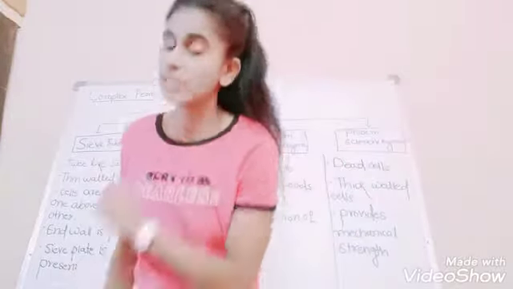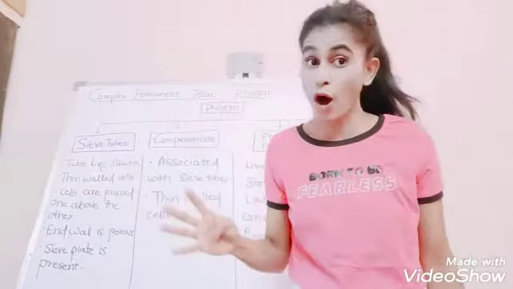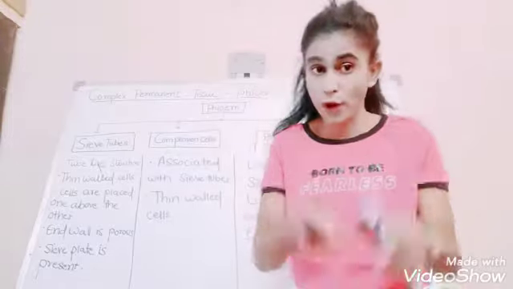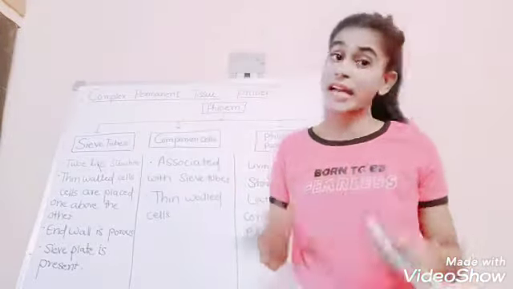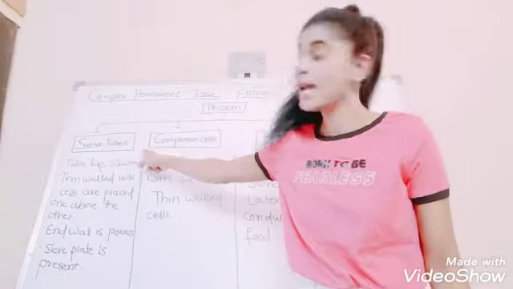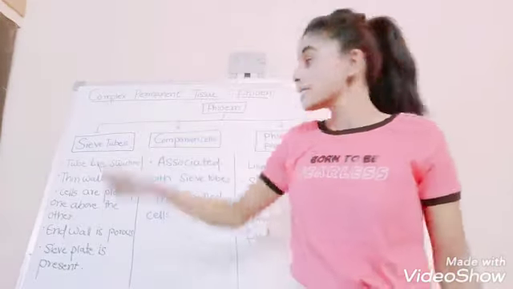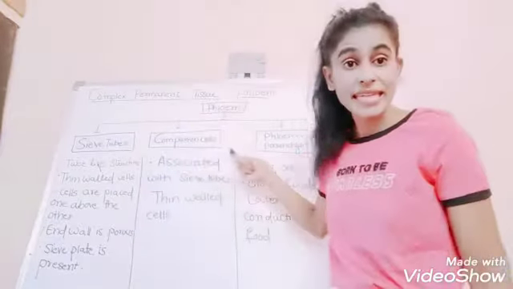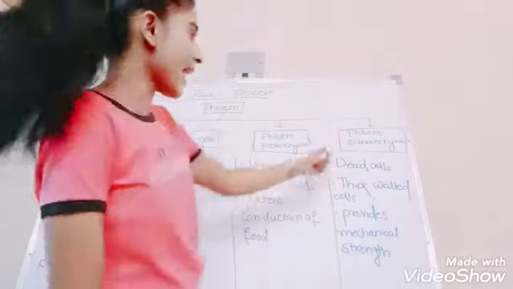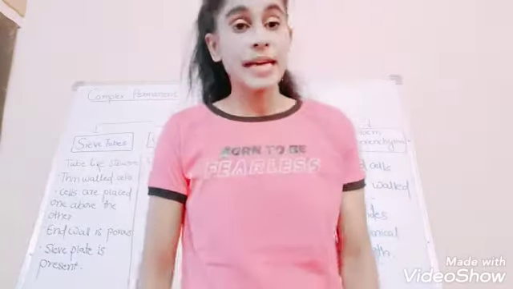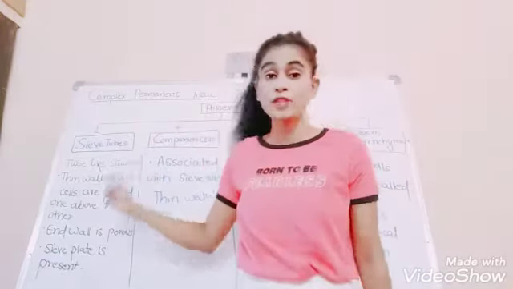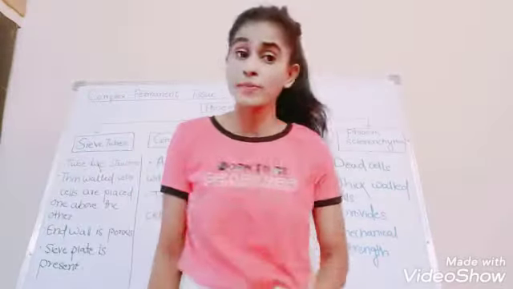In the same manner, phloem is also made up of 4 different kinds of cells. So what is the first type of cell? Sieve tubes. The second one is companion cells. Third one, phloem parenchyma, and the last one, phloem sclerenchyma. What are the 4 different types of cells which make the phloem tissue? Sieve tubes, companion cells, phloem parenchyma and phloem sclerenchyma.